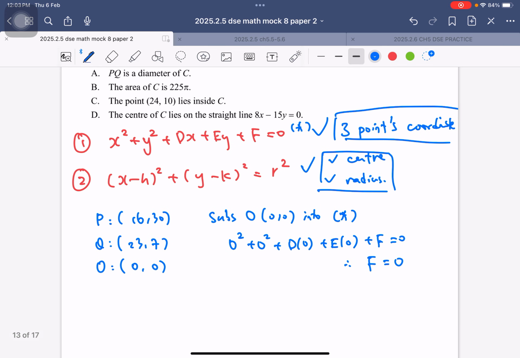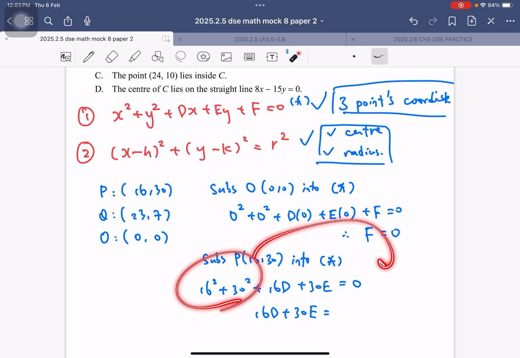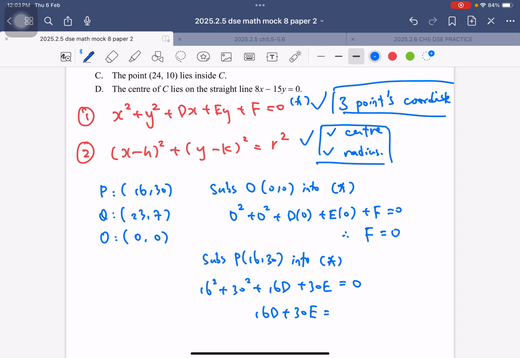Then we can substitute P (16, 30) into the star. Then we have 16 squared plus 30 squared plus 16D plus 30E. What is F? 0. So just equal to 0. Then you simplify it, so 16D plus 30E is equal to, you move these two numbers to the right. So I have negative 16 squared minus 30 squared, giving you negative 1156. Is this okay for you? Understand what I have done? So this is our first equation.